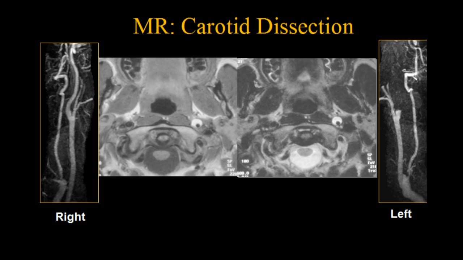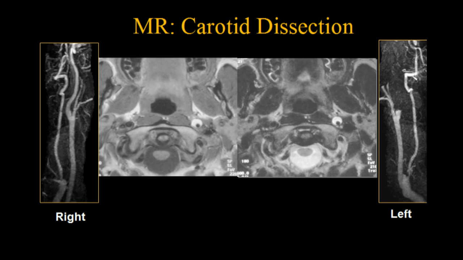Methemoglobin, right? So there's your methemoglobin. High signal on T1, high signal on T2, and it's extracellular methemoglobin. This is the MRA, normal on the right side, and here we can see the cutoff on the left side. So again, a pretty typical example of a dissection.